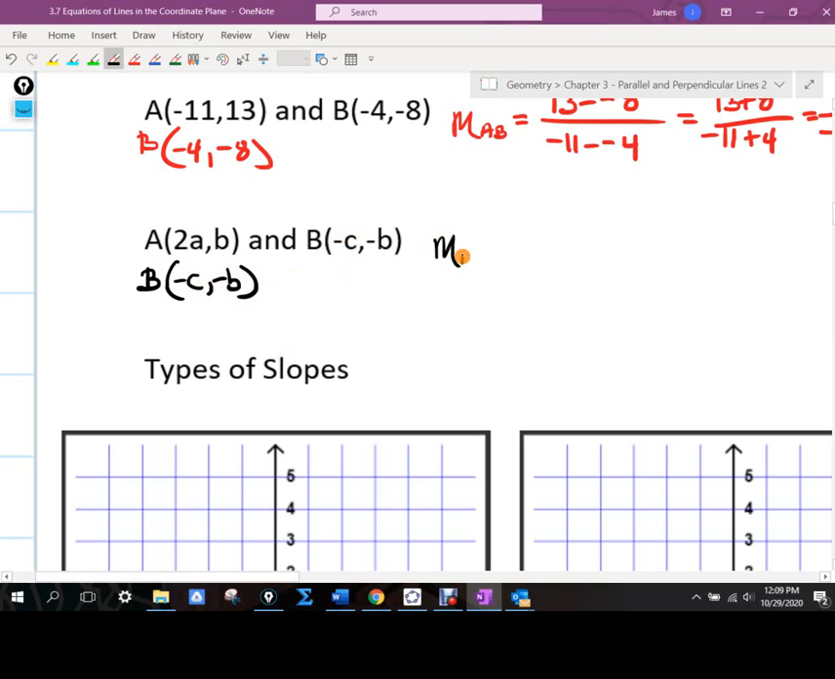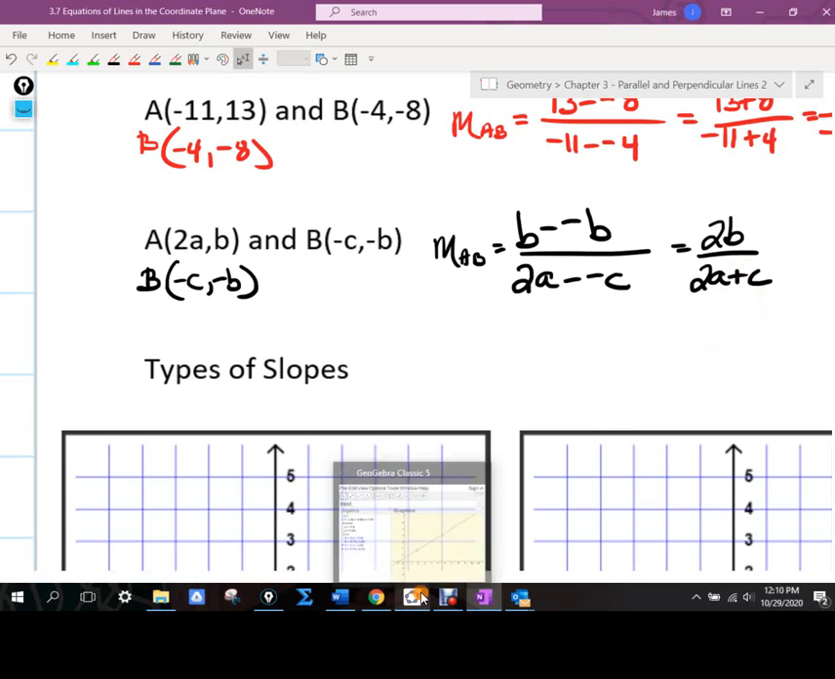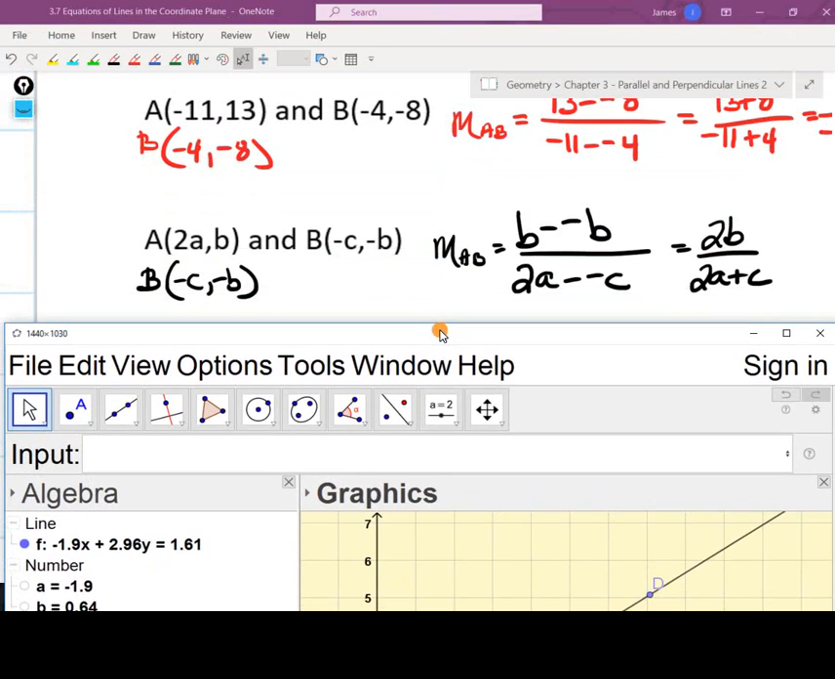And now if I do the slope, subtract my Y's. So it's B minus negative B, right? Okay. And then subtract my X's, it's going to be 2A minus negative C. So the top gives you B plus B, which would be 2B. And the bottom gives you 2A plus C. Okay. So let's talk about what that means. That's the slope. But let's talk about what that means. And I'll set this up in GeoGebra for us real quick.